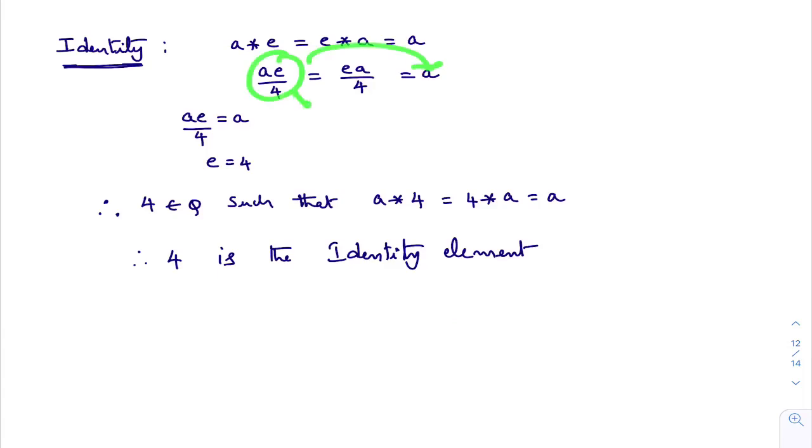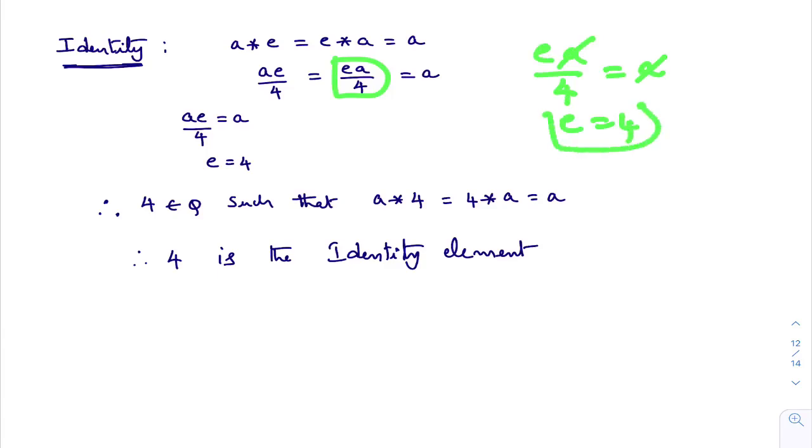I am saying that as these two are equal, again you will get the same E value. If you take this, see here, EA divided by 4 equal to A. See, A will get cancelled, E equal to 4. You see here, both of these elements are the same. Identity element is unique, I said in the beginning. I hope you are understanding now.